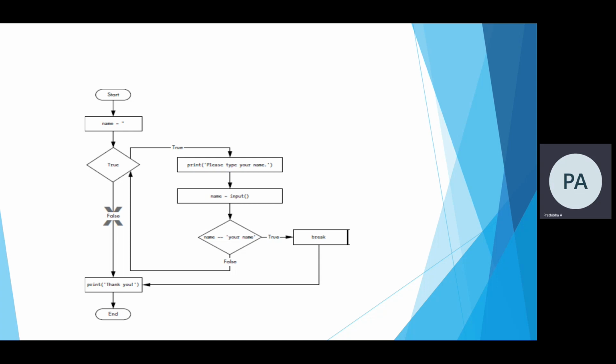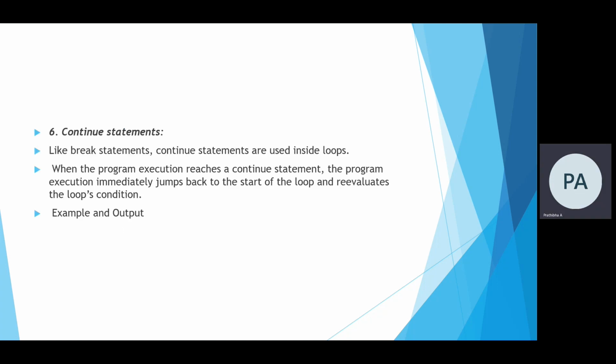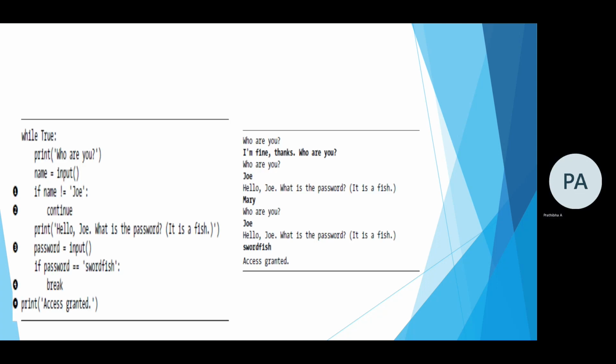Okay, the flowchart for this. Then the continue statement. Like a break statement, continue statements are used inside the loop. When the program execution reaches a continue statement, the program execution immediately jumps back to the start of the loop and reevaluates the loop's condition. So it goes back to the loop again and continues execution of the same loop. It is not going to get out of the loop, but continues with that same loop.